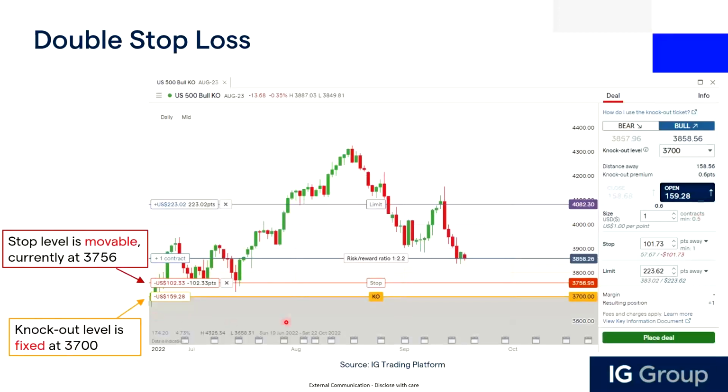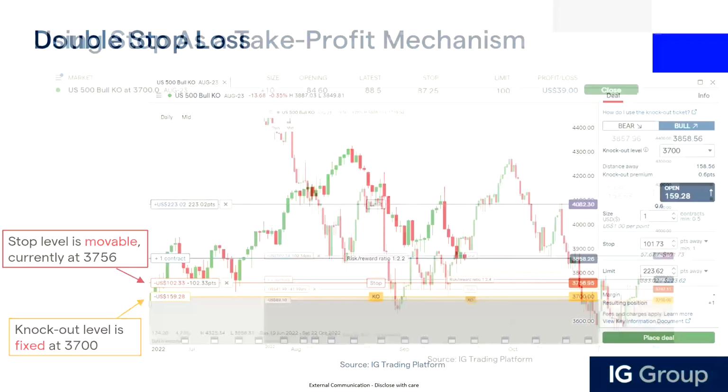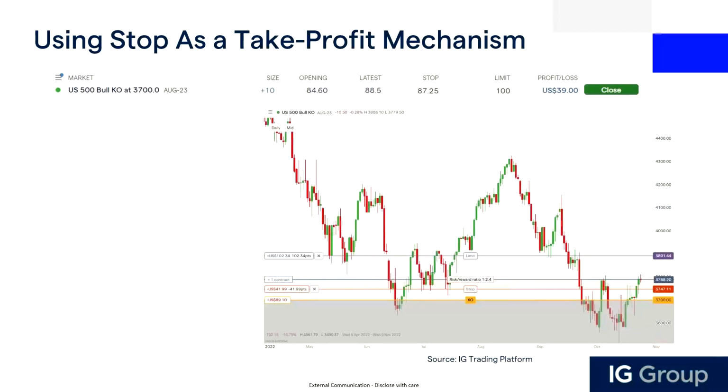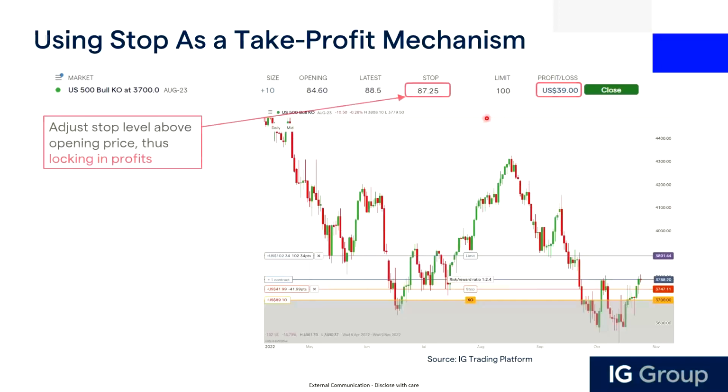So the knockout level is fixed at 3007. This line here, the orange line, is movable. So you can always amend this if you want. Since the stop loss is adjustable even after you enter the trade, what you can do is that if the market is moving in your favor, you can actually move the stop loss up, similar to how a trailing stop works. Trailing stops are basically stop losses that, if the market trends in your direction, automatically shift up accordingly as well. And this stop loss can become like a take profit mechanism as well.